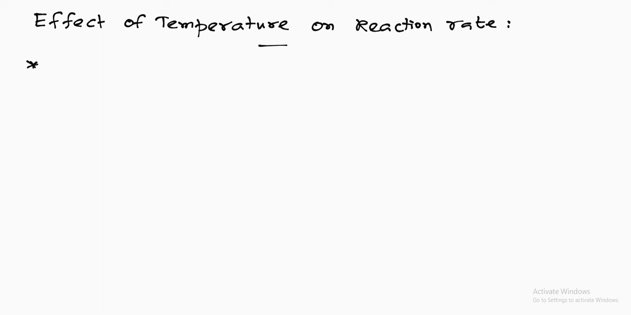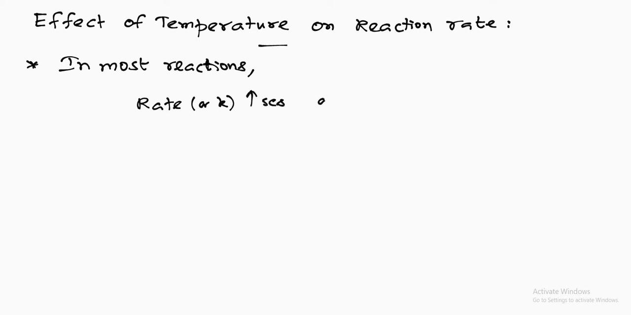It was found that in most chemical reactions, as temperature increases, the rate of the reaction increases. So rate or rate constant increases as the temperature of the reaction increases. Not in all reactions, but in most reactions the rate increases as temperature increases.